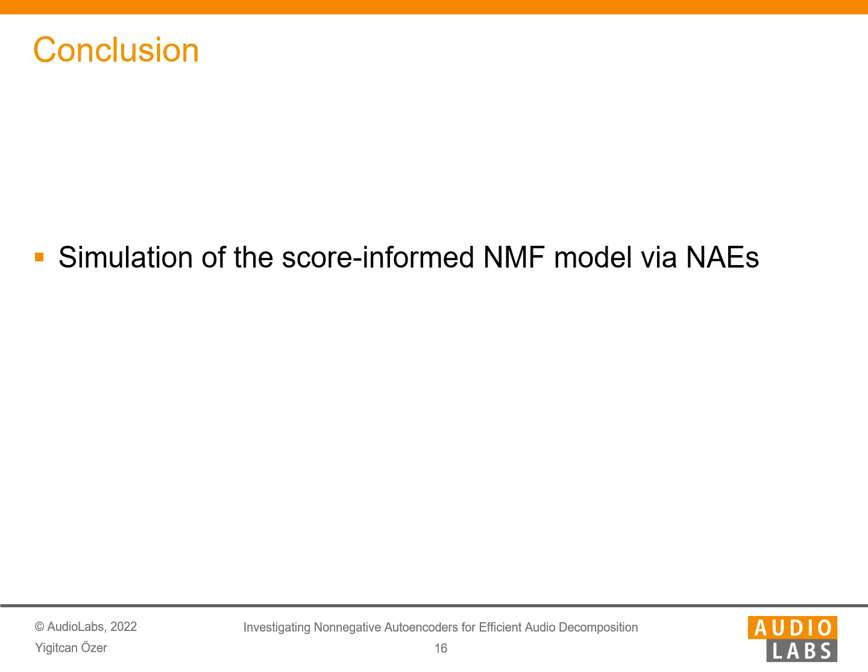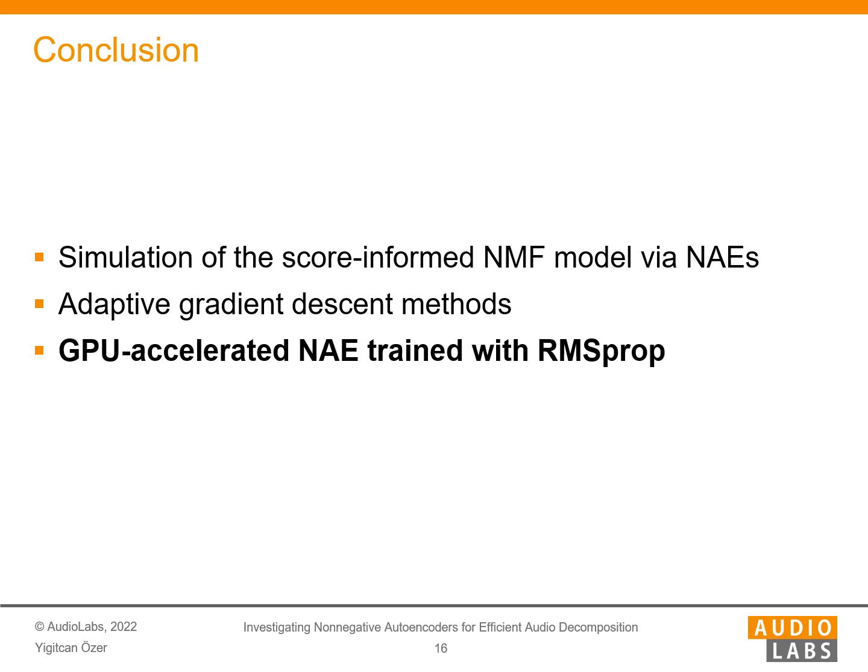In this work, we simulated the score-informed NMF via non-negative autoencoders. We explored different adaptive gradient descent methods, including the multiplicative update rules for NAEs. We have shown that the GPU-accelerated adaptive RMSprop method outperformed all the other NAE variants. In the future, we aim to design more complex models which preserve interpretability. We hope that this will enable the design of explainable deep learning models.